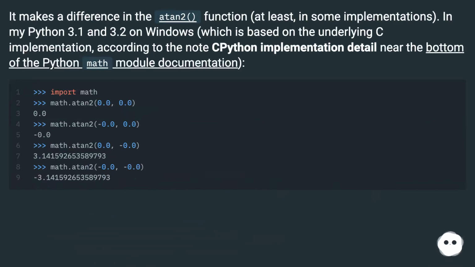It makes a difference in the atan2 function, at least in some implementations. In my Python 3.1 and 3.2 on Windows, which is based on the underlying C implementation, according to the note, Python implementation detail, near the bottom of the Python math module documentation.